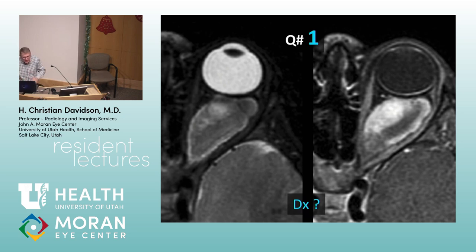We'll say that this is an older child who has mild vision impairment. On the left is a T2 fat sat. On the right is a T1 post-contrast with fat sat. And I will tell you that on the pre-contrast, this was not enhancing. So this is enhancement. We'll go back over all of them, and we can get the answers. Okay?